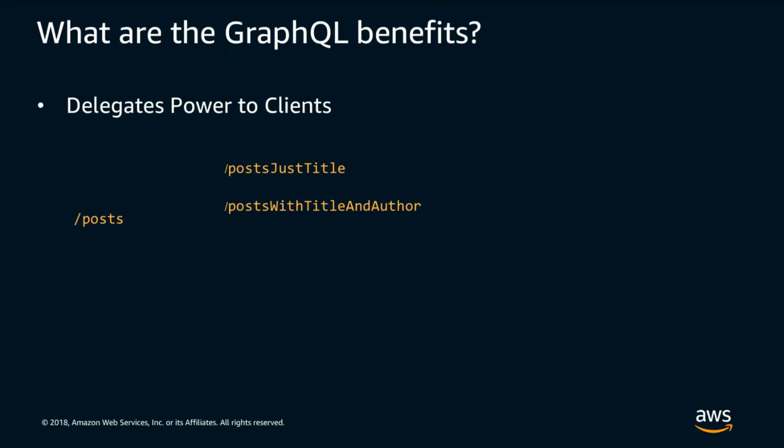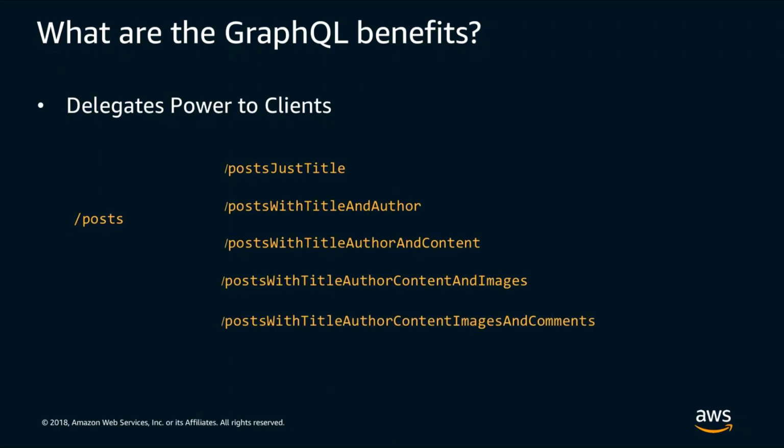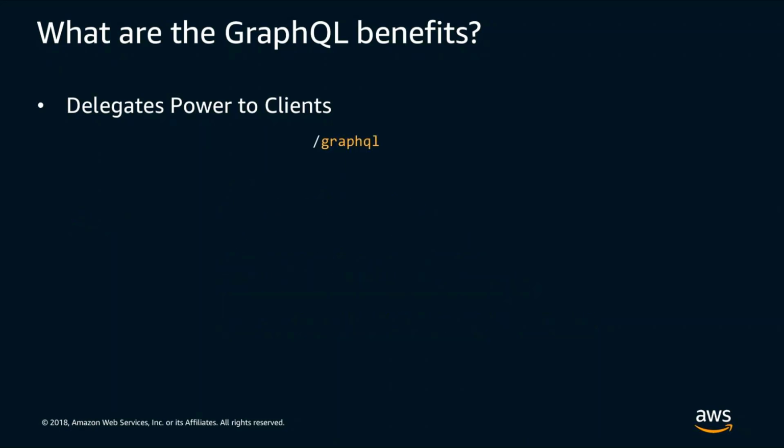Now, if I have more real estate on my user interface, I might also include author information. So I would have a new API again, which says post with title and author, and so on. So I might include content, I might include images, I might include comments. So you can see that this gets a little messy and it might be very difficult to maintain. But with GraphQL, you always have a single endpoint that is /GraphQL.